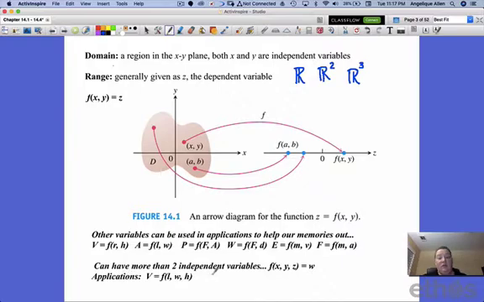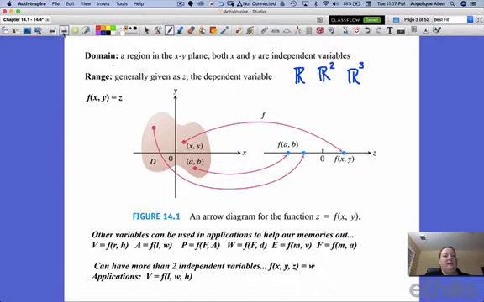Here's more than two variables. So our general form is W equals a function of x, y, and z. That was in our definition, but here's a real one. Volume is a function of length, width, and height. So that would be the volume of a rectangular prism or a cube. So lots of applications of functions of multiple variables.